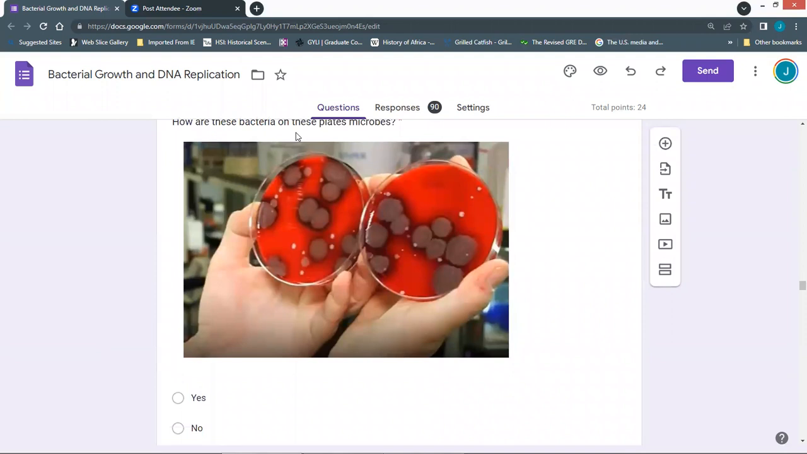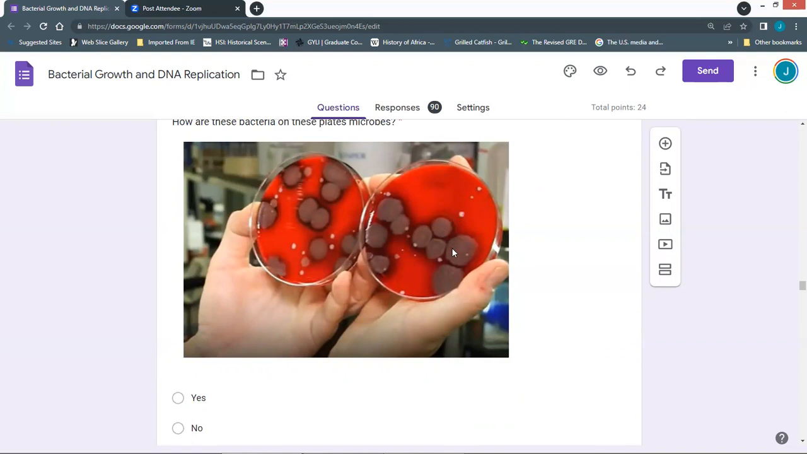How are these bacteria? So this should have been, meant to delete the word how there. And it was meant to just say, are these bacteria on these plates microbes? And the answer is yes. I don't want to say that that's a trick question, but if you remember from discussing, microbes are things you can't see with your eyes. Or I should say microorganisms that you can't see with your eyes.